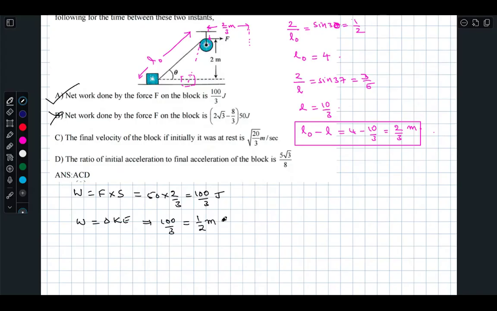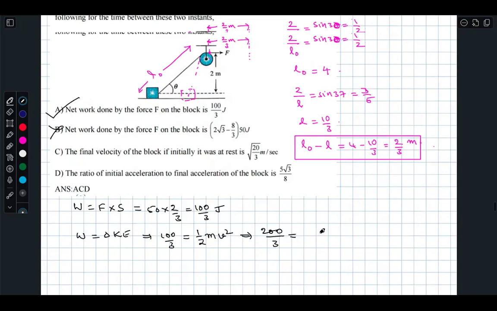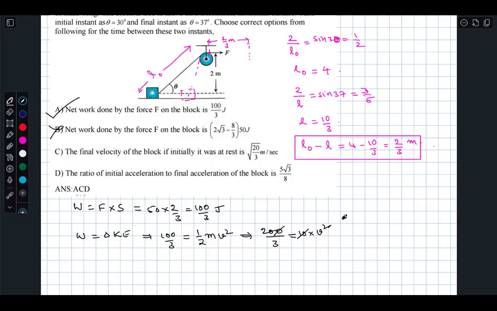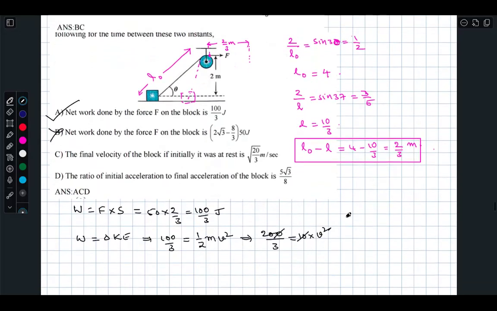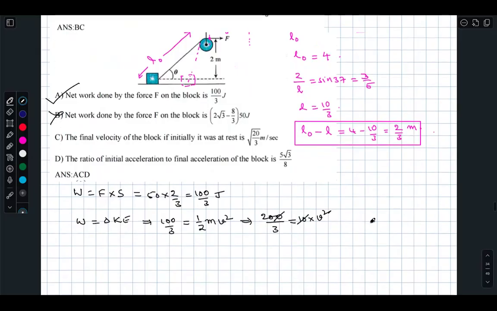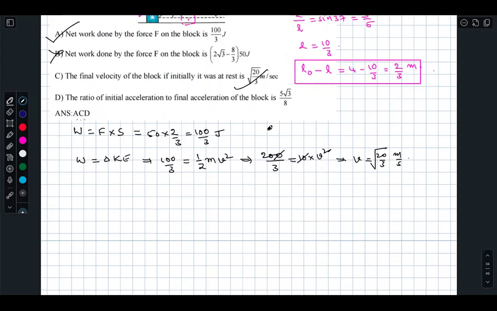Half mv square, 200 by 3 is mass. By the way, what is the mass? 10 kg into v square. And then anything else, boys and girls? Is it having any initial velocity? When it was at rest, right? Implies v is equal to root 20 by 3 meter per second. Absolutely correct. The ratio of initial acceleration to final acceleration of the block.